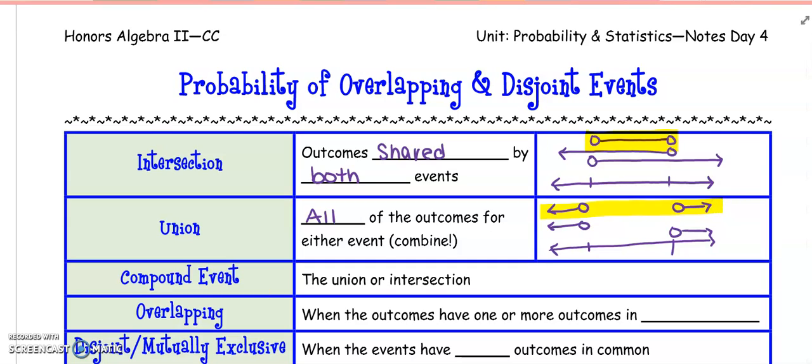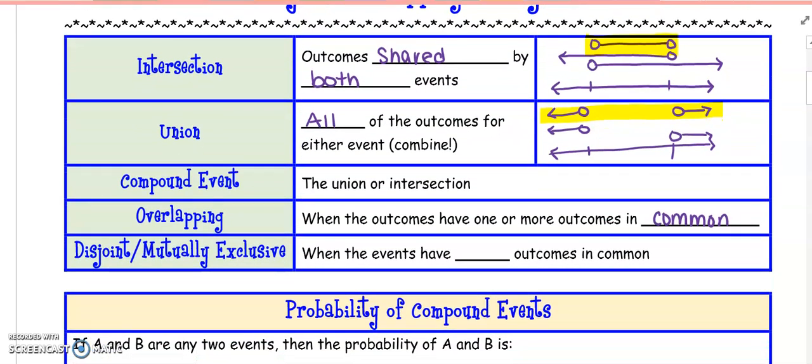Now we also have a compound event, and the compound event is just what I just mentioned. It's going to either be a union or an intersection. When we talk about overlapping, it's when the events have one or more outcomes in common. We'll talk a little more about that as we do some examples. And then we have a disjoint or mutually exclusive event. This is when the events have no outcomes in common.